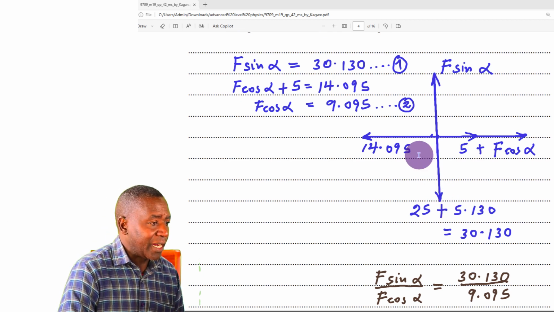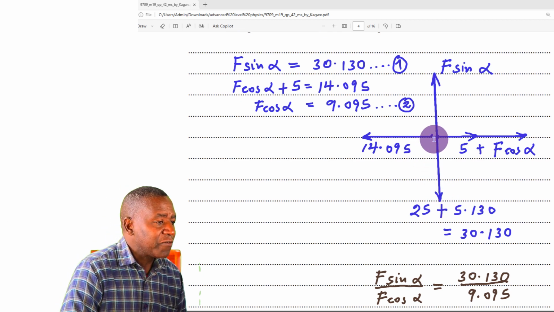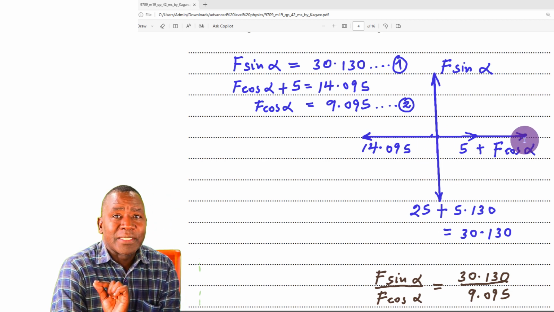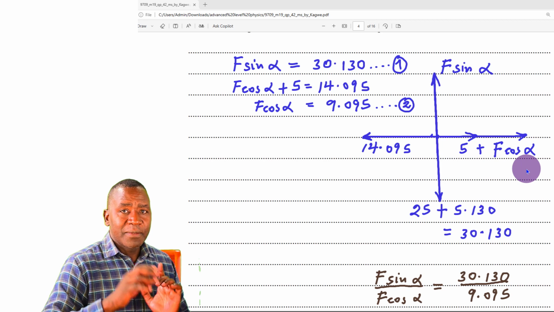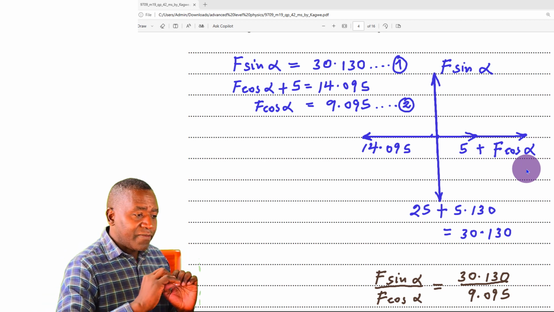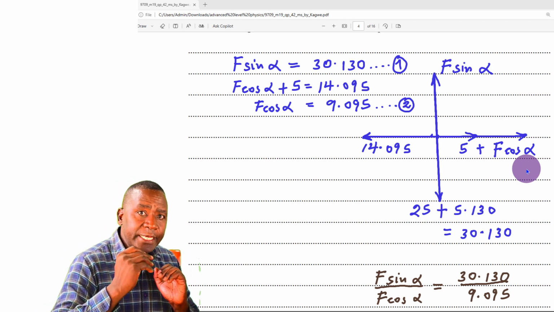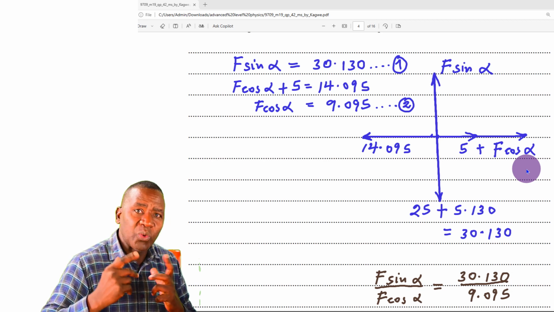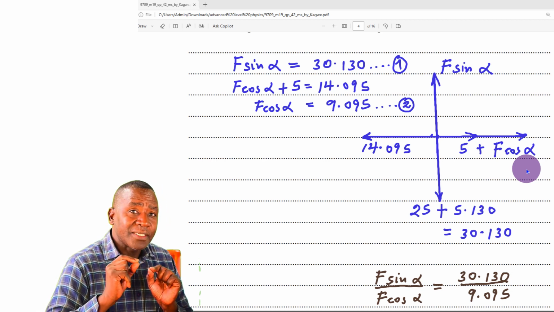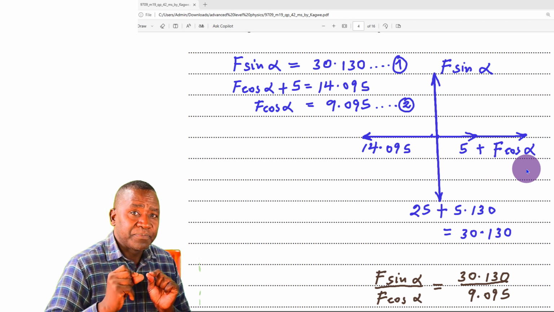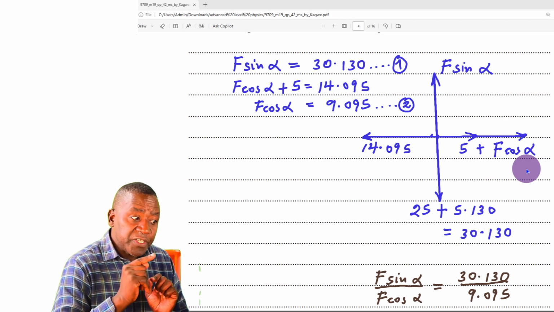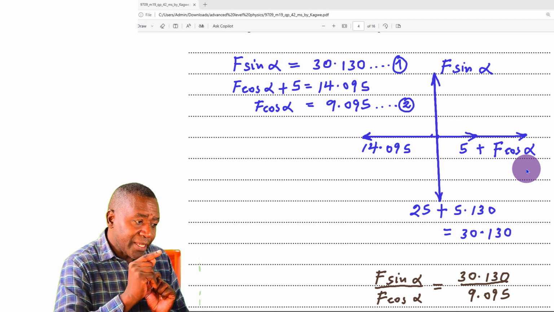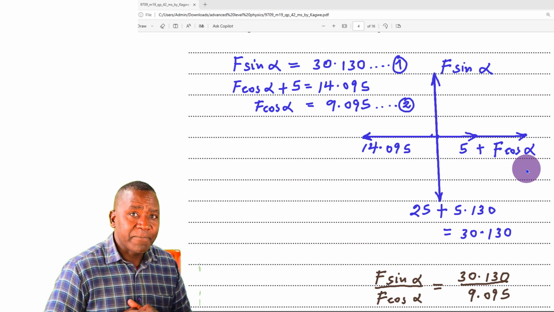Right? Now, also, the sum of the forces to the left is equal to the sum of the forces to the right. After that, the next step is a scale. You can see there are two forces which are unknown. After that, you need a scale here. There are two physical quantities which are unknown: the angle alpha and the force F.